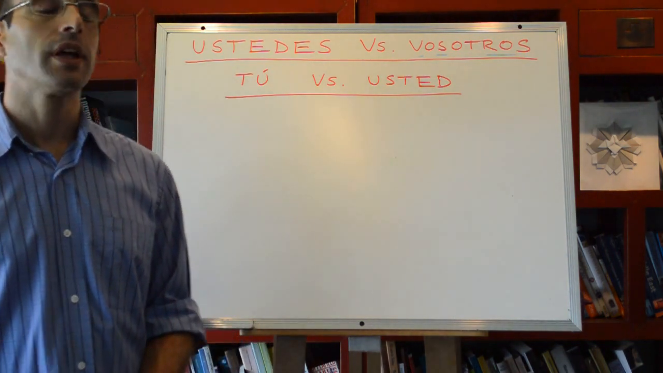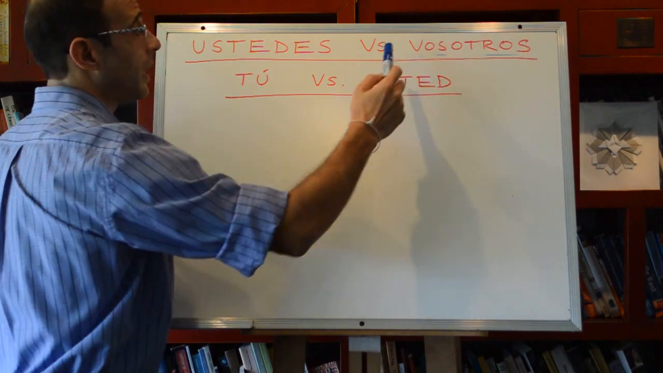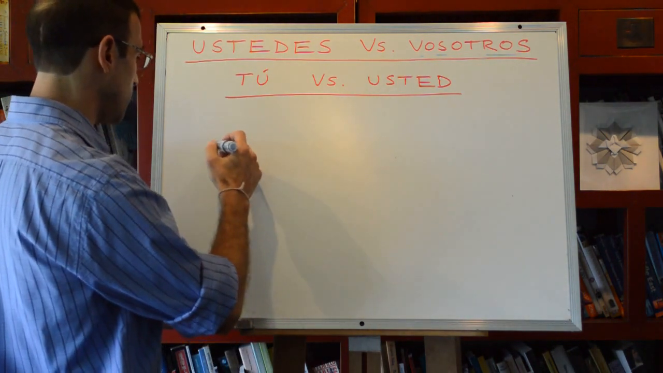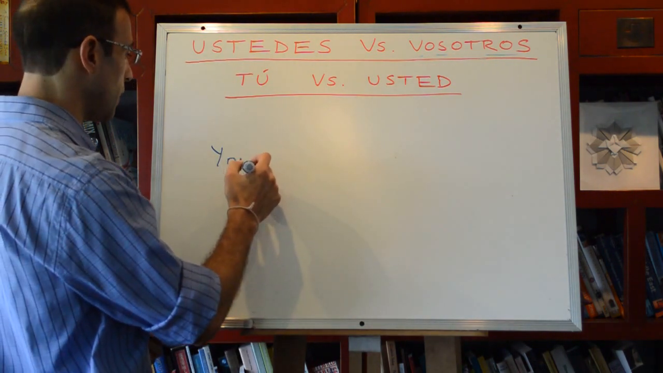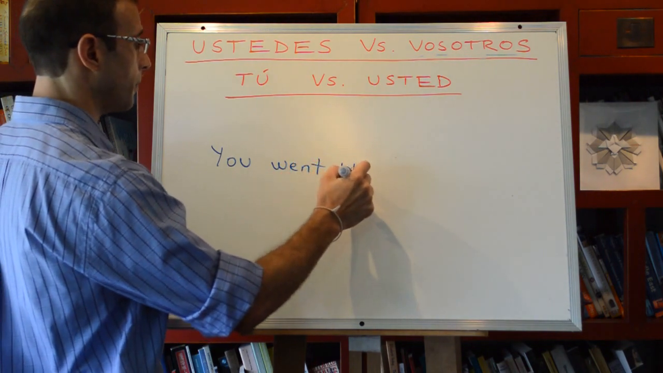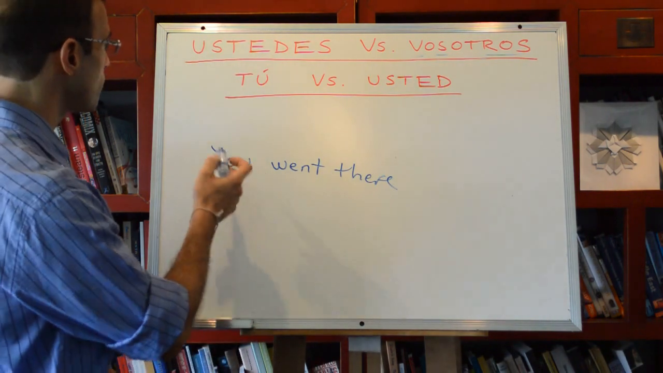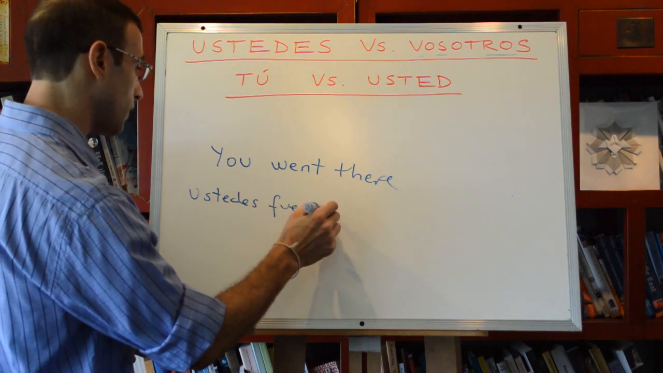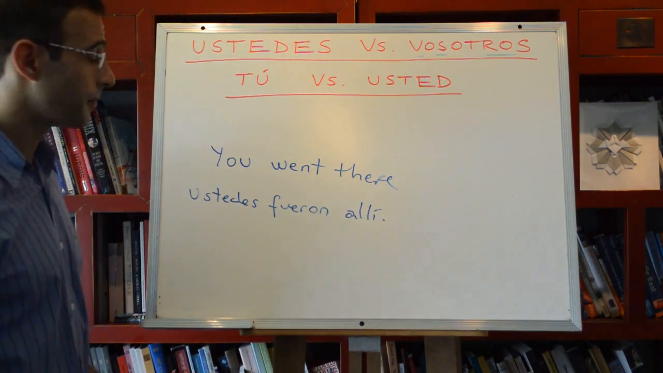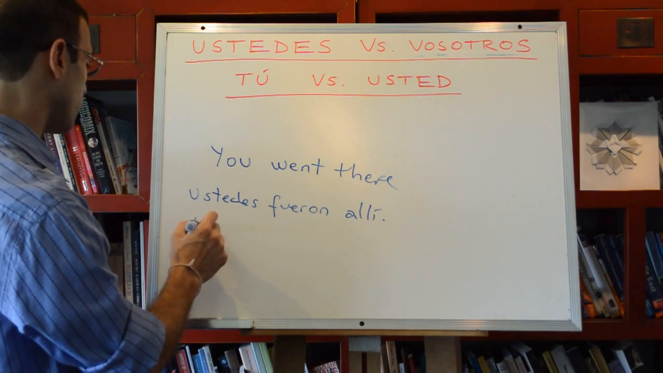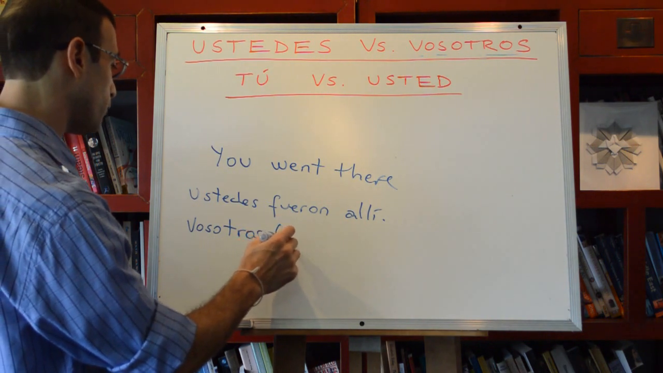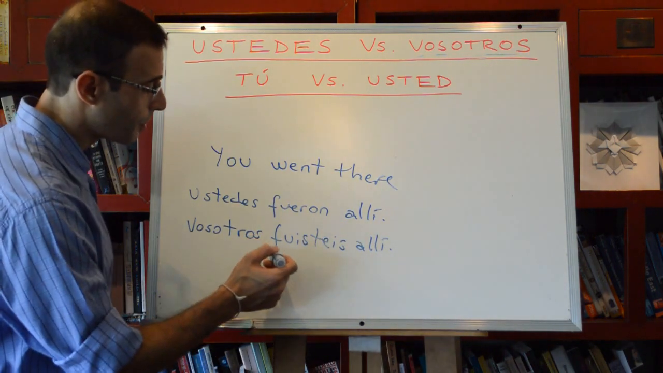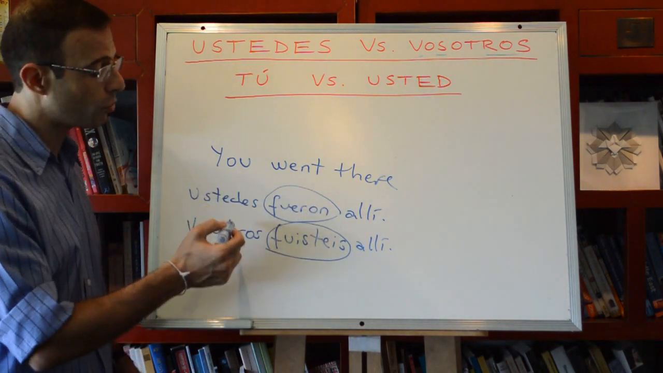And of course the verb conjugates a little bit differently if you use vosotros or ustedes. For example, if I'm talking to a group of people and I say, you went there. In Latin America, we would say, ustedes fueron allí. Allí means there. In Spain, you would say, vosotros fuisteis allí. So the verb conjugates slightly differently depending on whether you use ustedes or vosotros for you plural.